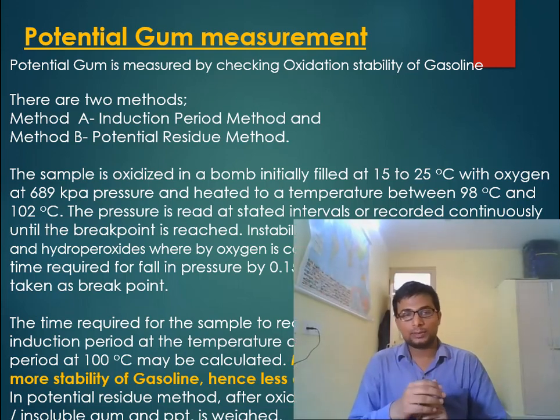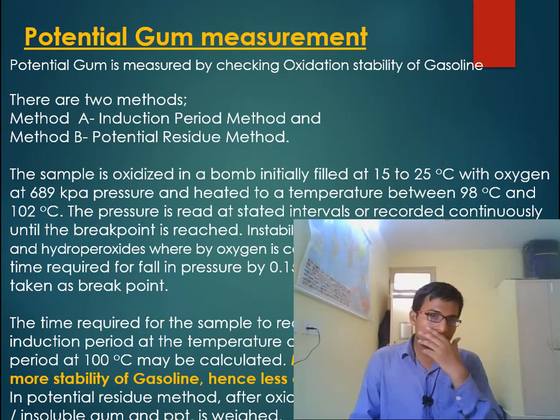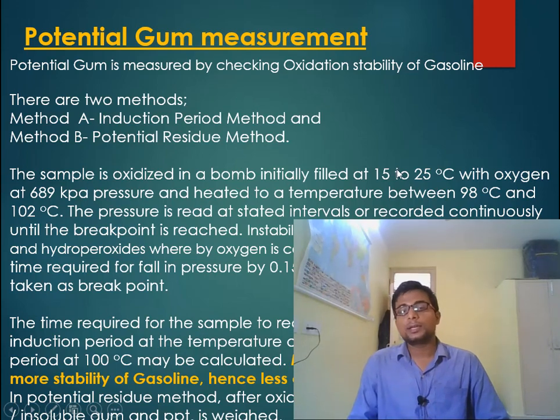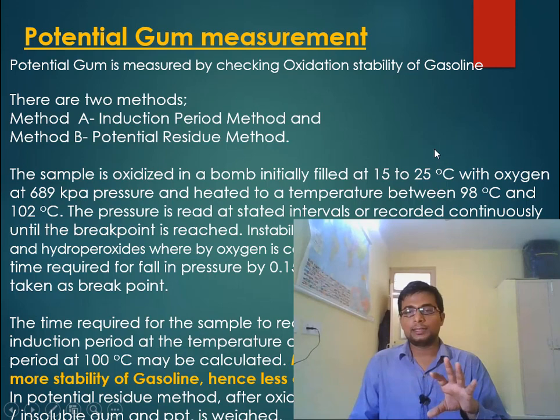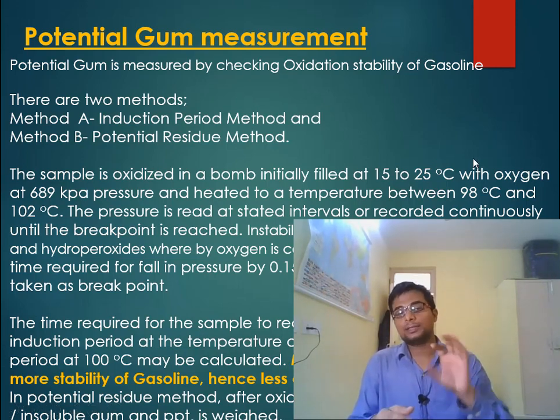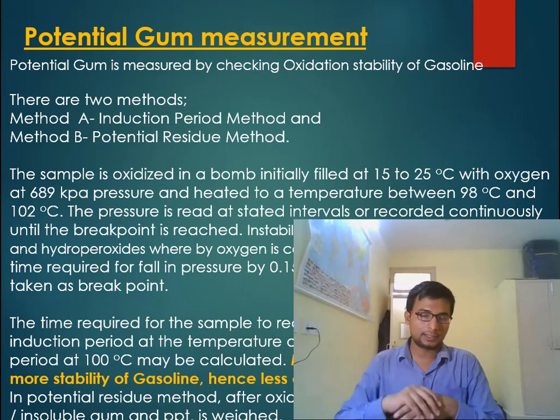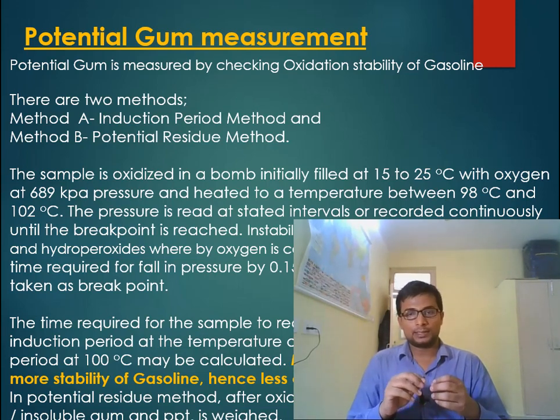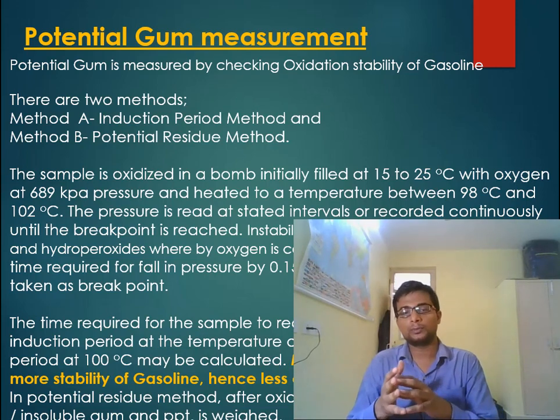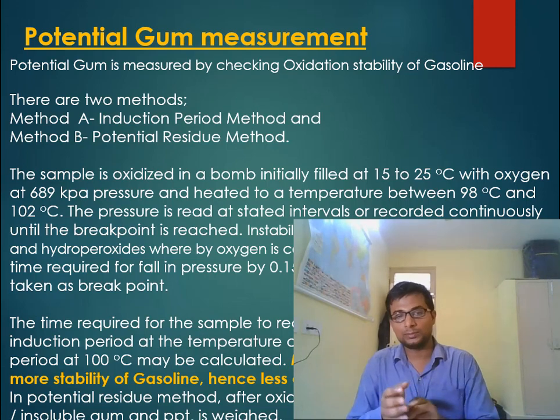So there are two methods. One method is called the induction period method, and another is the potential residue method. In the induction period method, we put our petrol in a bomb initially at lower temperature, maybe 15 to 25 degrees Celsius, with oxygen at 689 kilopascal, and we heat it up to 100 degrees Celsius. Now we know that instability is basically due to formation of peroxide or hydroperoxide, where oxygen is consumed and ultimately the peroxide reacts with olefins.